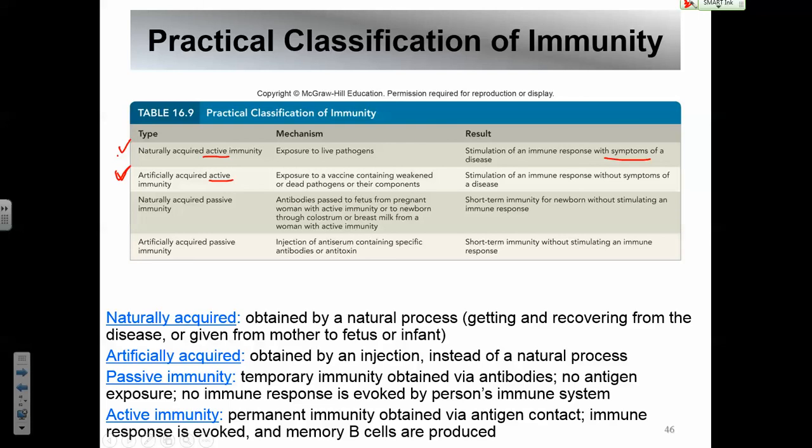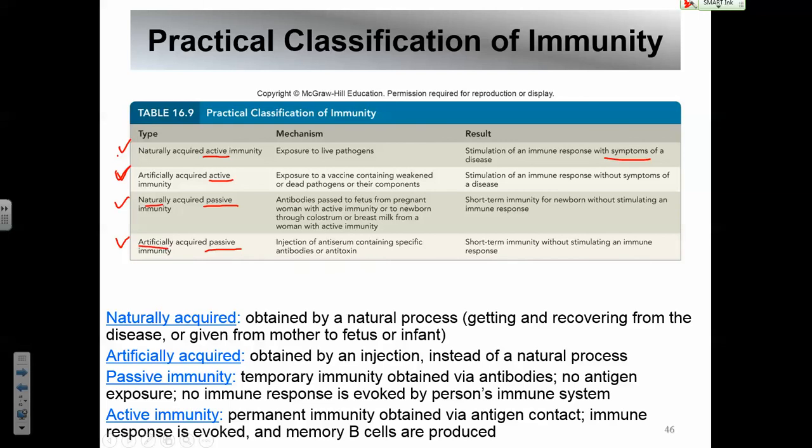Then the passive, let's look at passive immunity. Passive immunity means you're not going through a primary immune response. Okay? You're not going through a primary immune response. You are just getting antibodies from somewhere else. In other words, your cells aren't making the antibodies. You're getting them from another source. And there's two ways you can get them. There's the natural way, and there's the artificial way.